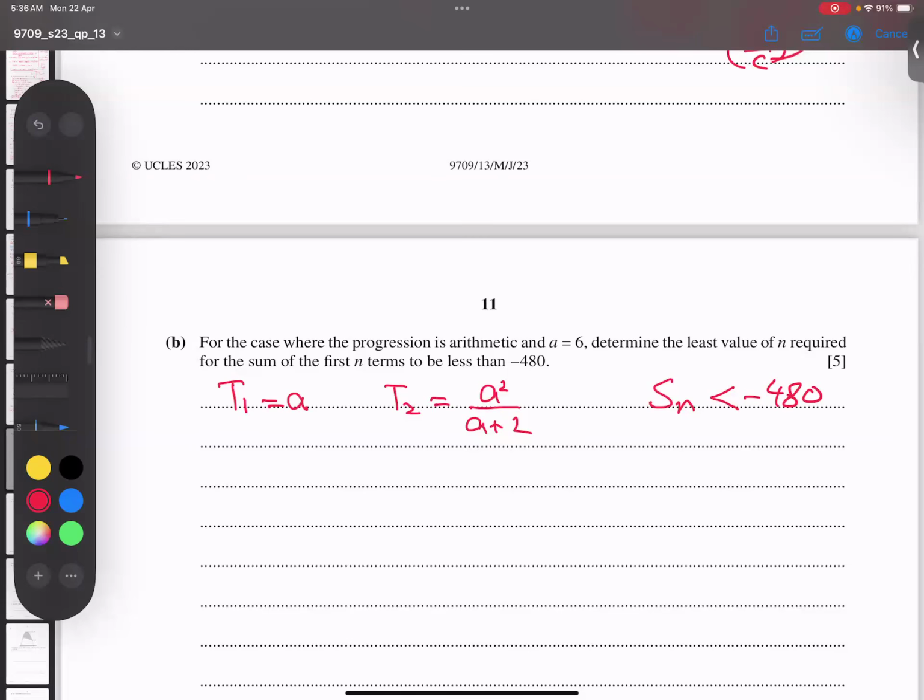So let's see how we can do it. At the same time, he said that for the case A is 6, so it means T1 is 6. If I plug in 6 here for A squared, 6 here and 6 there, the second term I'm getting is 36 divided by 8, which is 9 by 2.